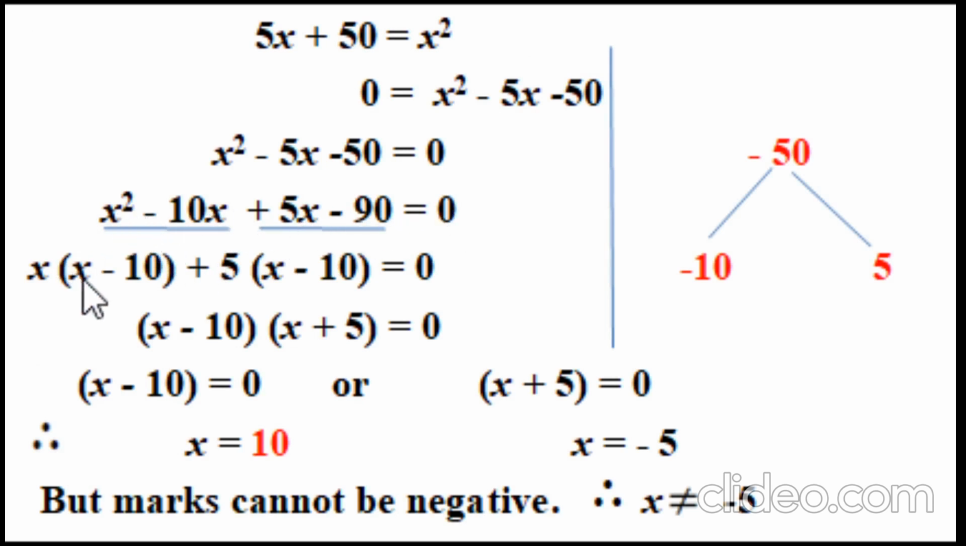Here common is x, minus 10 remains. Here common is plus 5. We get x minus 10 in one bracket, another bracket x plus 5 is equal to 0. x minus 10 is equal to 0 or x plus 5 is equal to 0. Therefore we get x is equal to 10 or x is equal to minus 5.